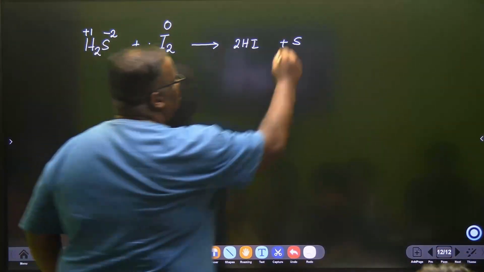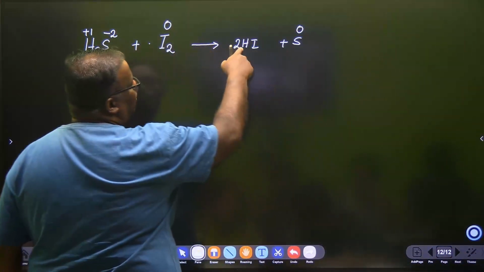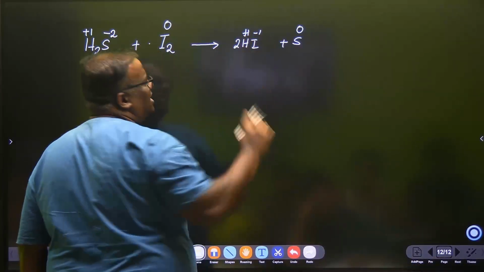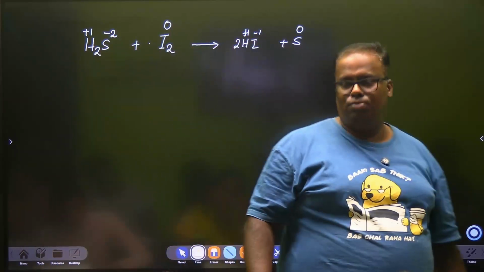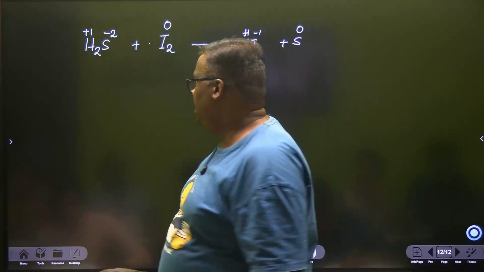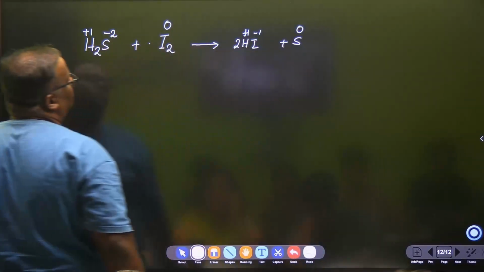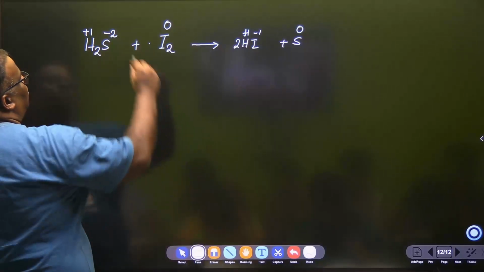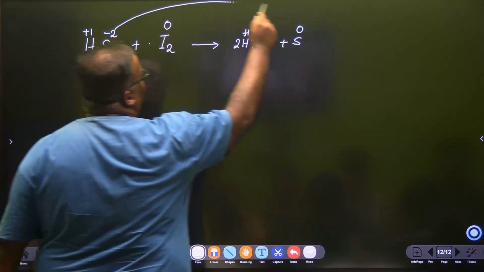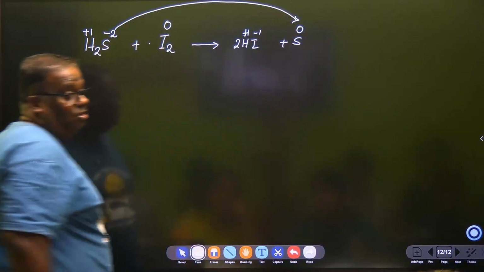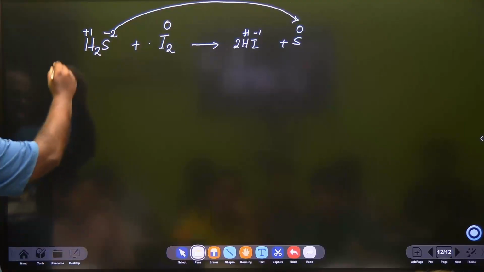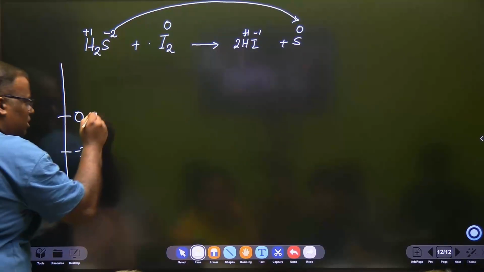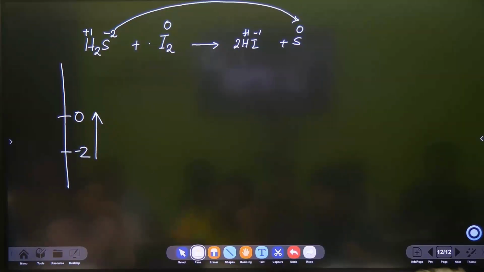Sulfur is alone. So, laddu. Hydrogen is always +1. So, iodine is anyway from the halogen family, -1. Is the story clear, children? Now look, who got oxidized? Sulfur from -2 became 0. Very interesting. This is the number line. This is 0. This is -2. So this is an increase in oxidation state.